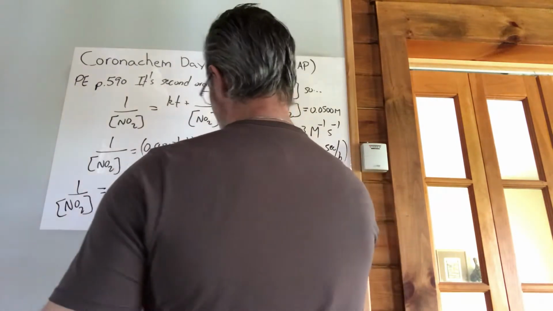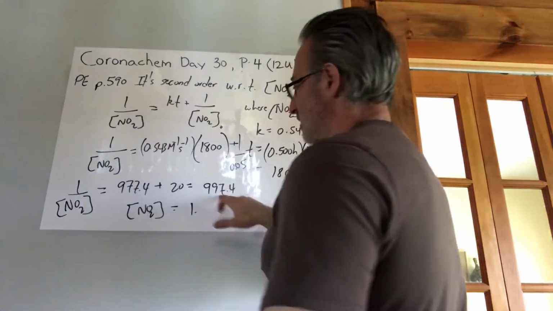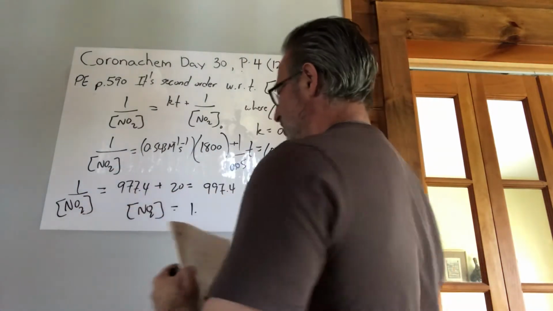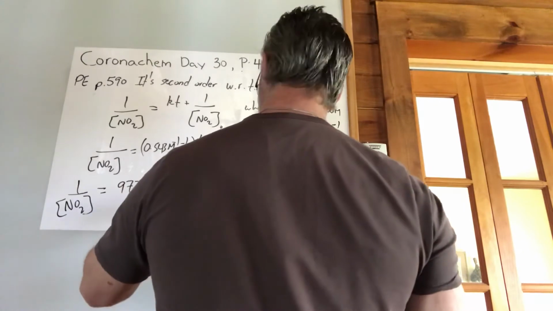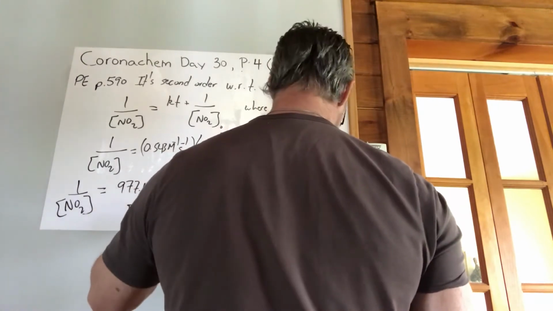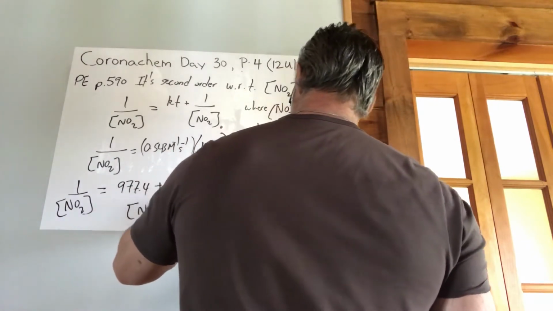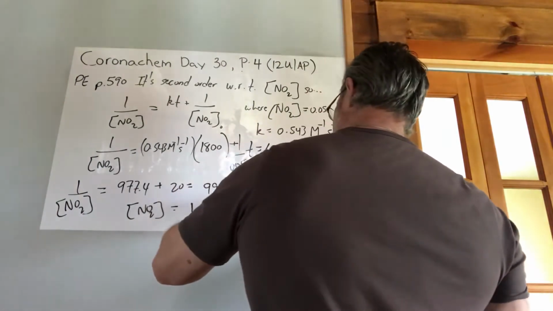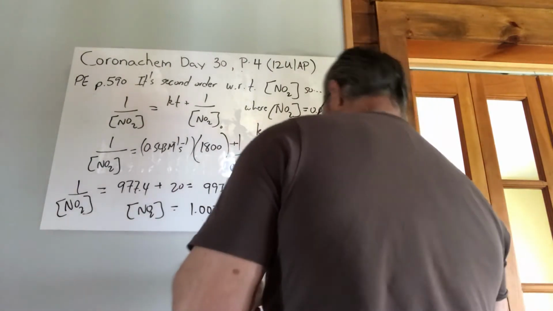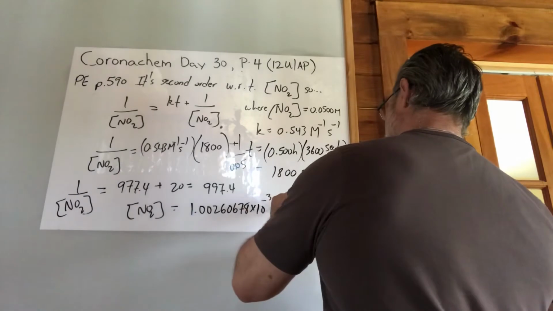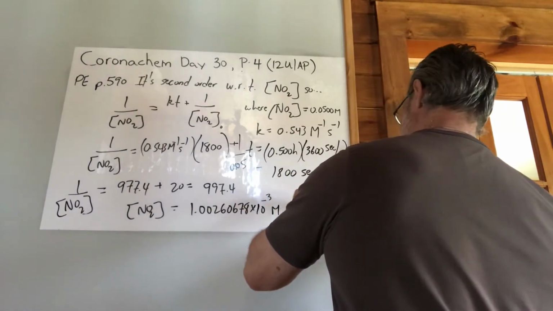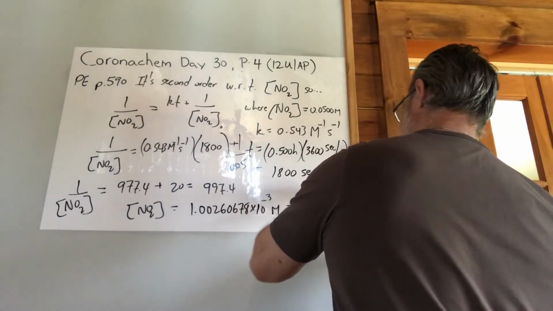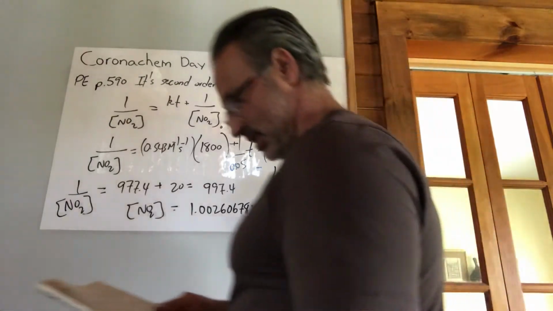you add up all that, you get this, and then you take the reciprocal of it to get the NO2 concentration. So you get 1.00260678 times 10 to the -3 molarity. And after sig figs, you get 1.00 times 10 to the -3 molarity. There's your final answer for that question.